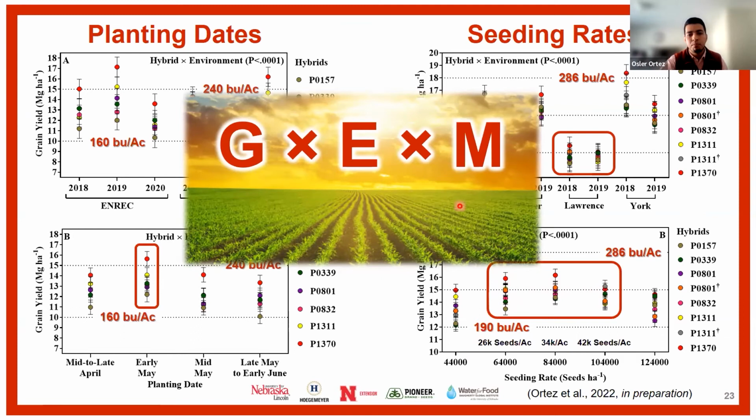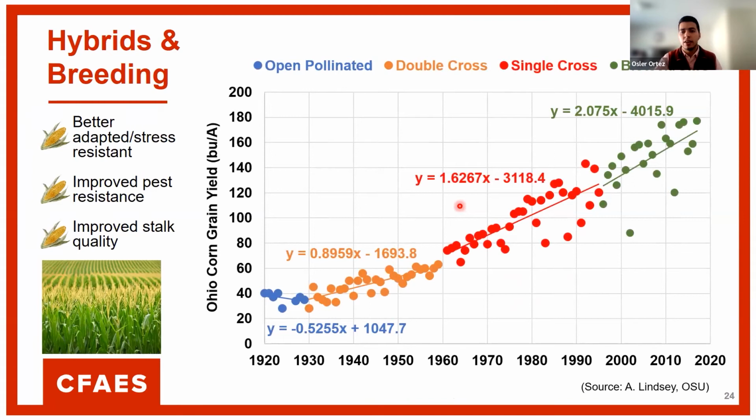Hybrids and breeding, that's something that is continuously changing. I think it's pretty clear and obvious, all the positive increases in yield that we have had over time, different corn eras, better adaptation to stress, resistance, improved pest management, improved soil quality, better emergence. All of those things help us to keep going up in terms of yields over time.